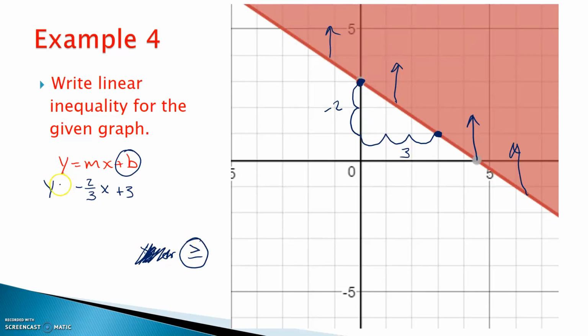So my inequality here that I have to write is y is greater than or equal to negative 2 over 3 x plus 3. Now again, big common mistakes that I saw today. People were missing the x. They forgot to write it in there, and then the negative sign. If you go down, they were getting 2 over 3, but they were forgetting the negative to point down.